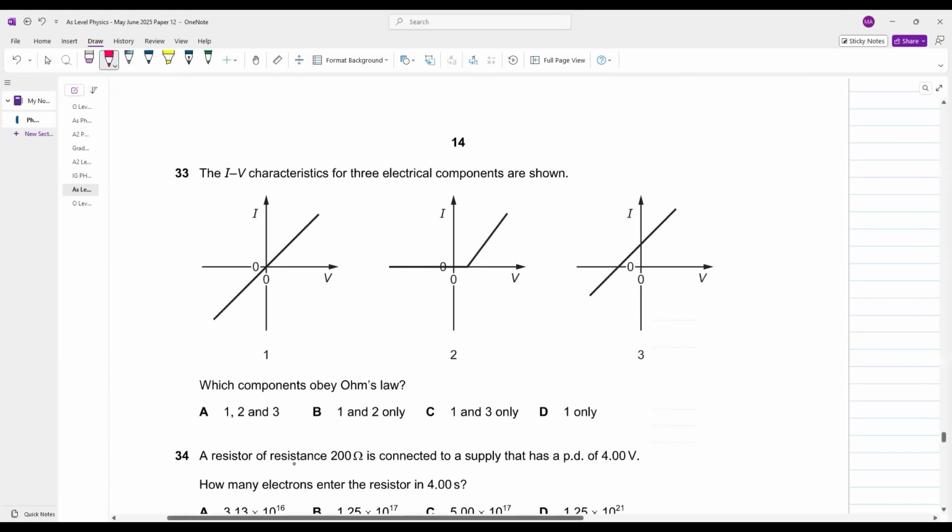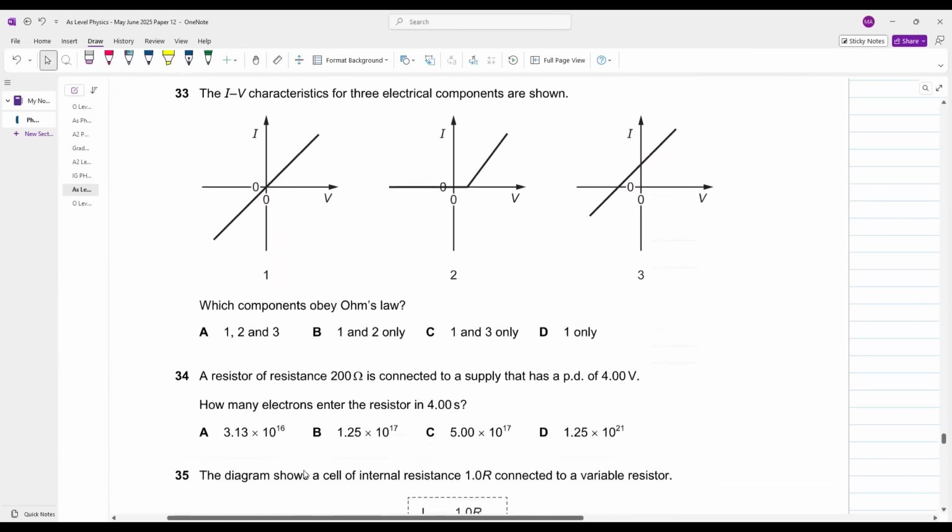The current voltage characteristics for three electrical components are shown. Okay. Which component obeys Ohm's law? Any component which has a current versus voltage graph passing through the origin obeys Ohm's law. आंसर हो जाएगा D, 1 only. This also doesn't obey Ohm's law. This also doesn't.